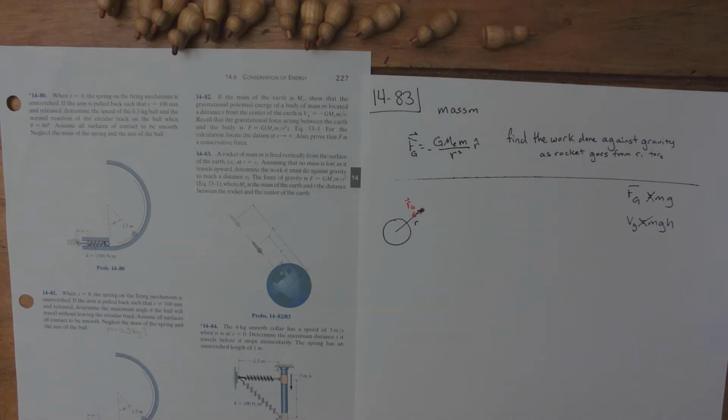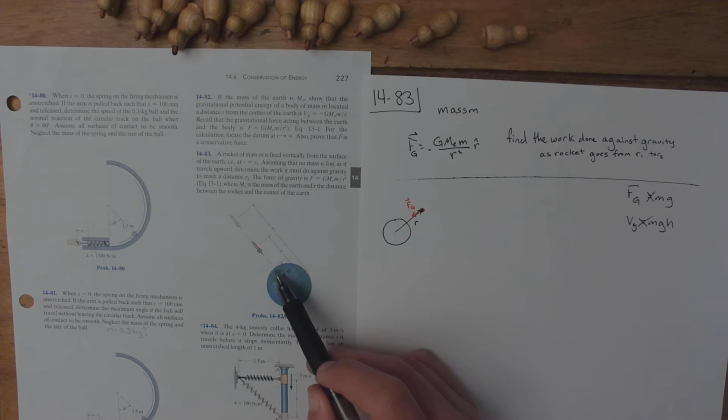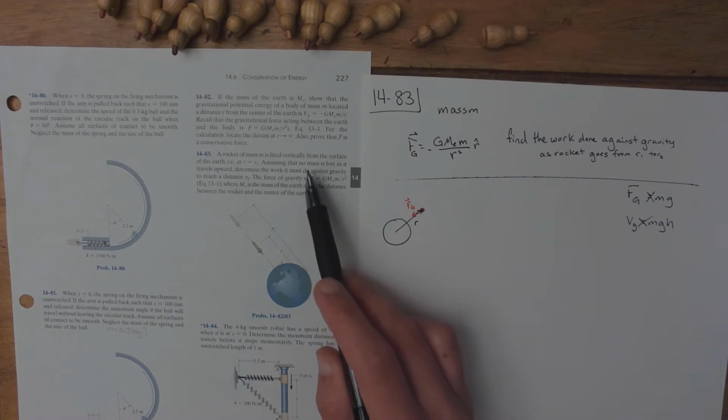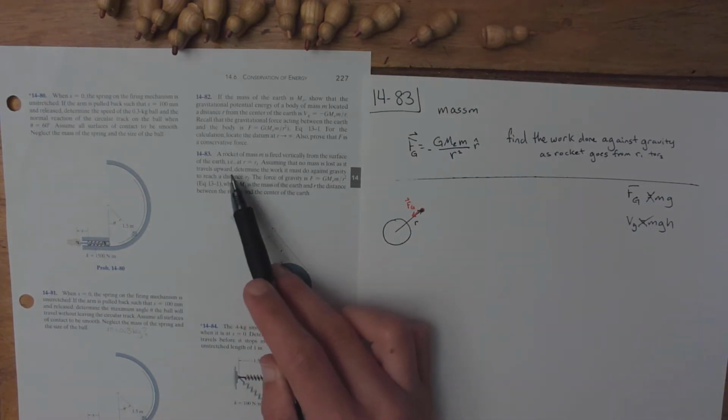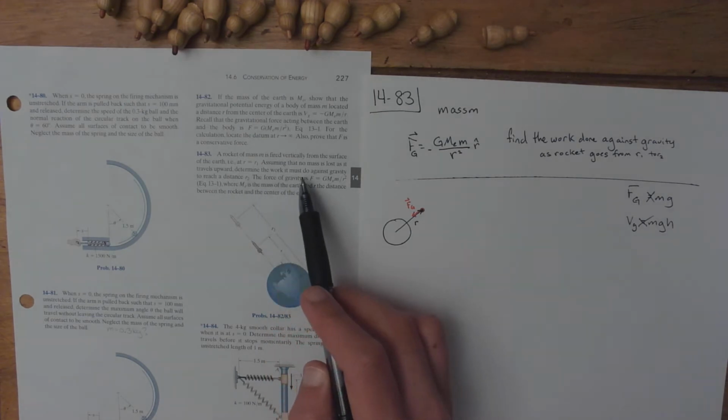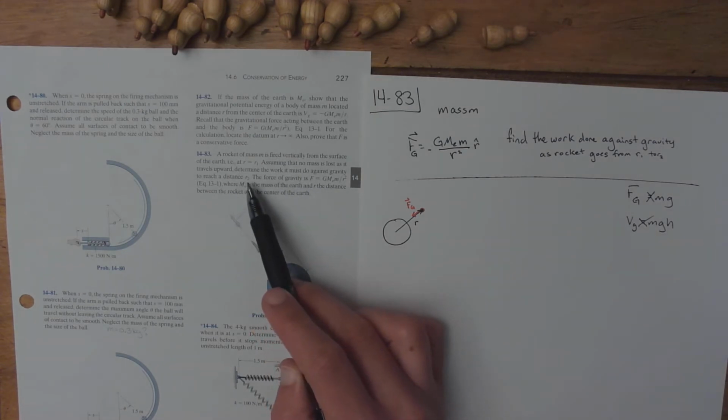A rocket of mass m is fired vertically from the surface of the Earth, which is at r1, where r1 is the distance from the center of the Earth to the surface of the Earth, assuming that no mass is lost, for which we can be very grateful. As it travels upward, determine the work it must do against gravity to reach a distance r2.